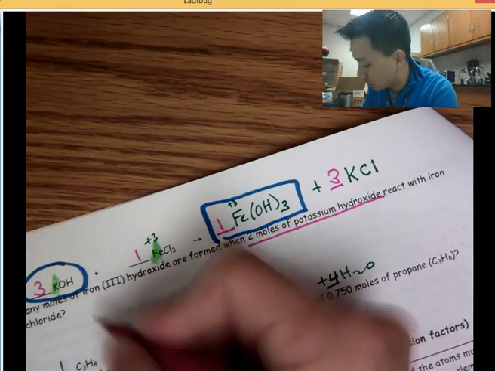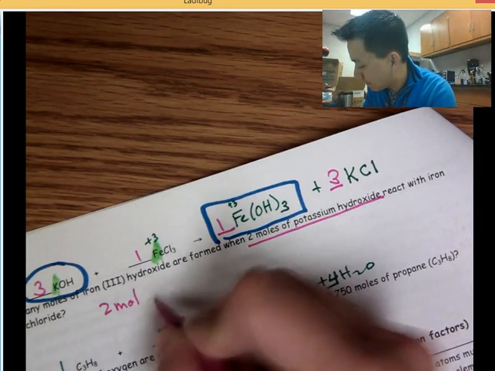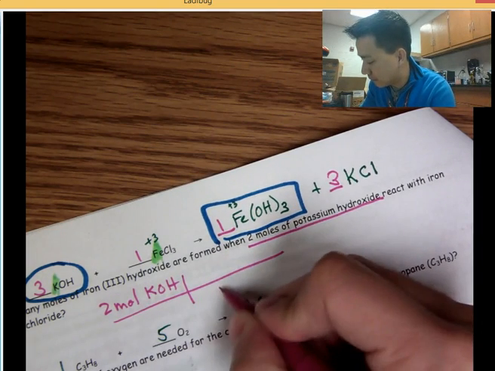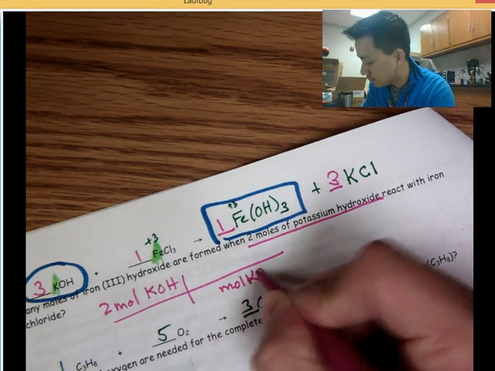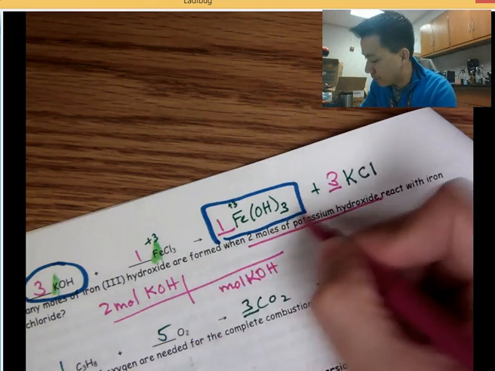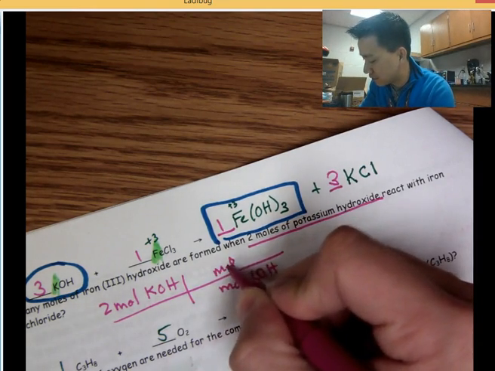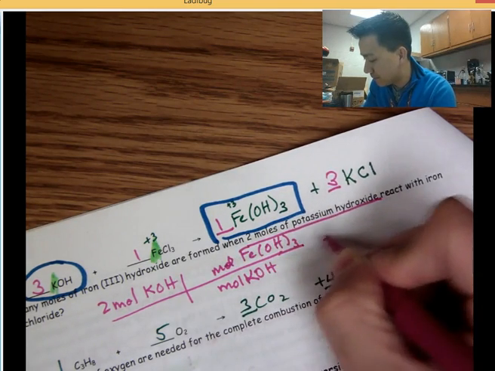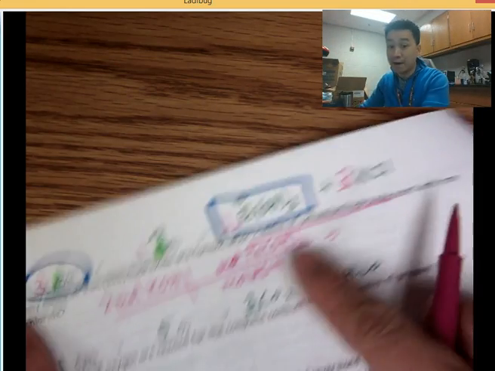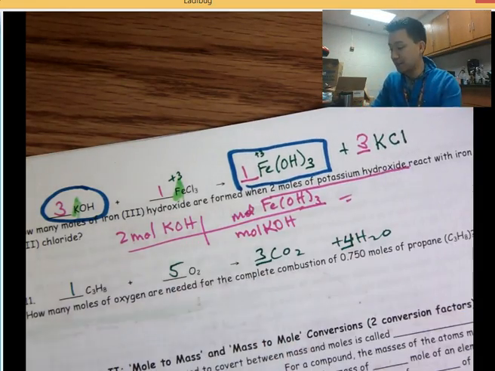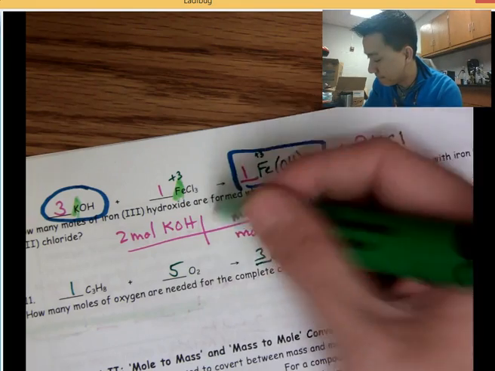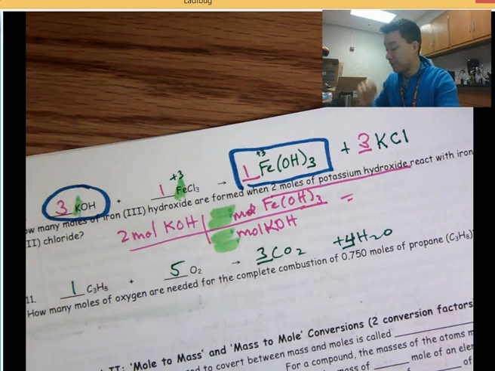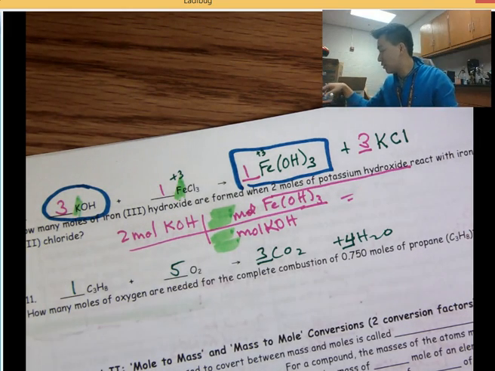So we start with 2 moles of KOH, right? Then immediately moles of KOH go down here. And then moles of the other thing, which is what we're looking for, Fe(OH)3, goes on top. And what is the relationship between them? Where do I get the numbers to go here? Where do I get the numbers to go there? We get it from the equation. That's the number of moles. Okay? You don't have to make up anything fancy.